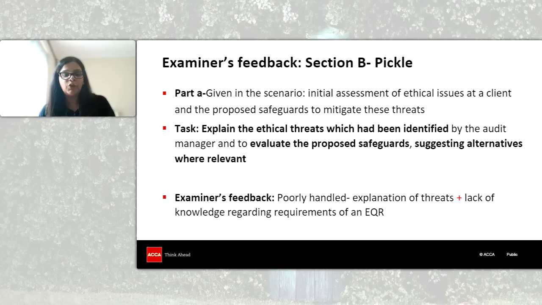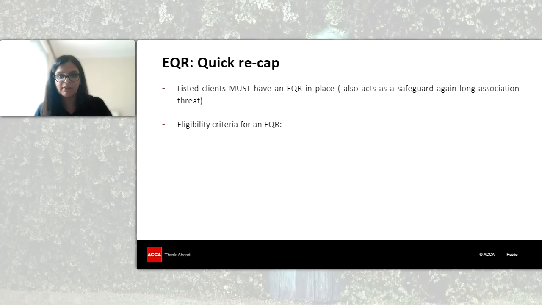Now, your requirements on an engagement quality reviewer come from ISQM 2, and this is a relatively newer standard in the AAA syllabus. It was added a few years ago. So this was sort of unexpected for the students. But again, I'll give you a quick checklist to keep in mind for future questions.